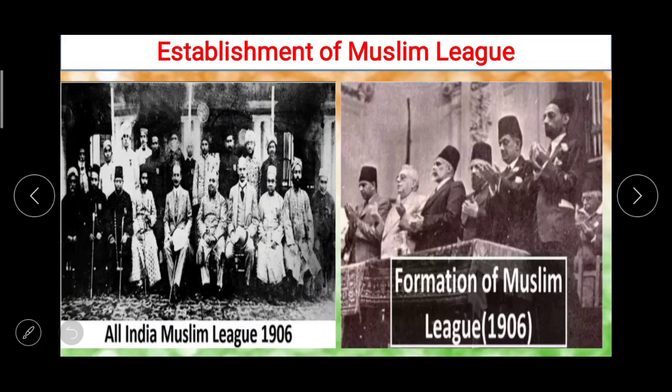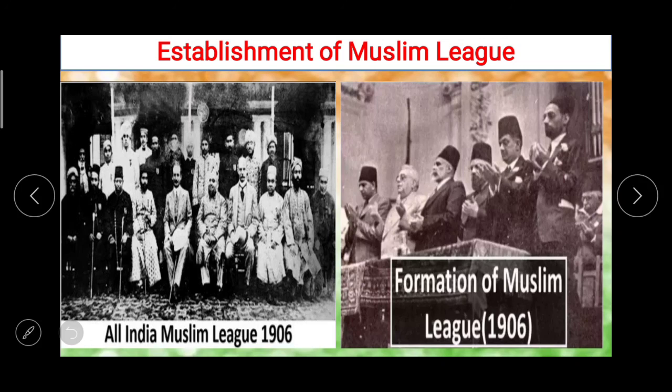The British became very disturbed looking at the overwhelming response to the Indian National Congress in the anti-partition movement. तो फिर से उन्होंने वही चाल चलने की कोशिश की, that is divide and rule. The British once again followed the policy of divide and rule, and they started using the propaganda that for safeguarding the interest of Muslims, they should have a separate political organization.